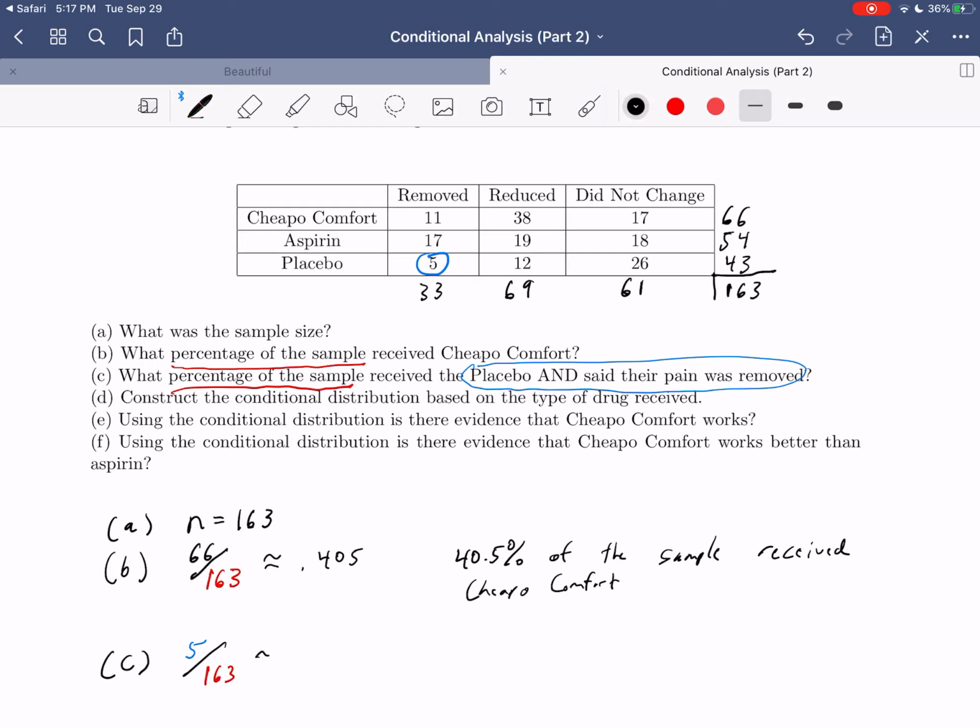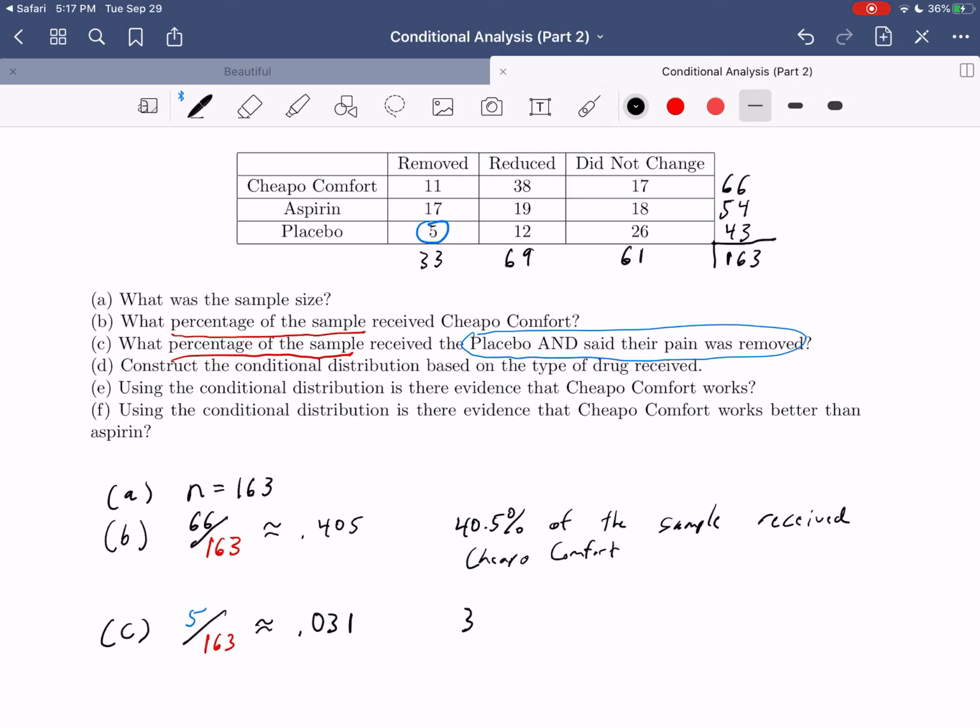And again, if we get that as a decimal to start off with, 5 divided by 163, we should find that as 0.031. And converting that into a percentage, we can say that 3.1% of the sample received placebo and said pain was removed.